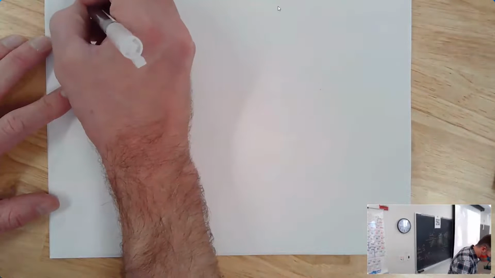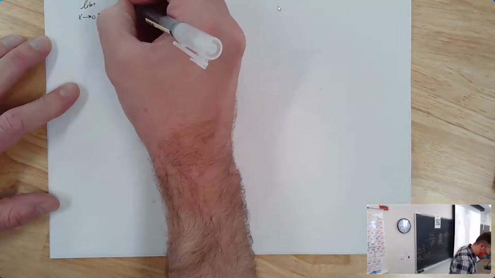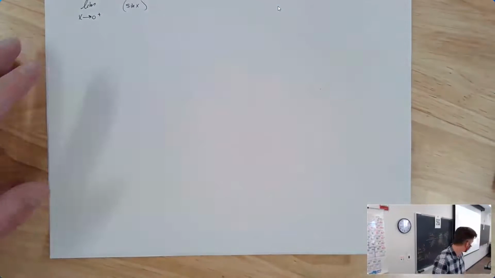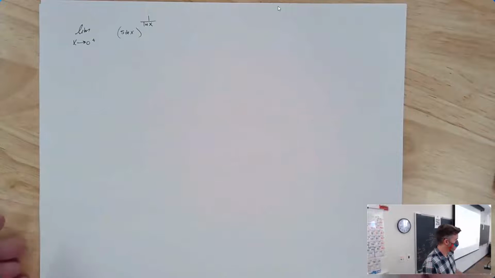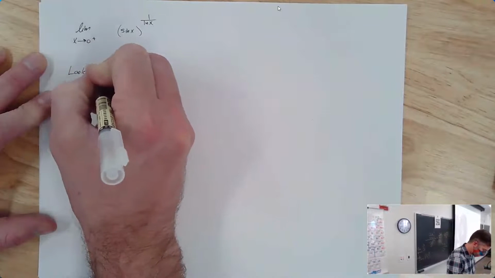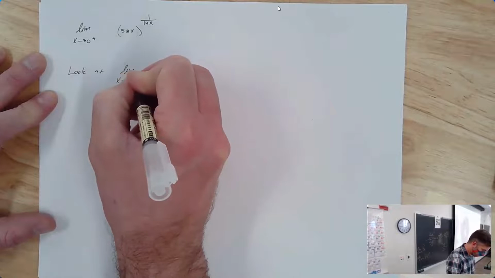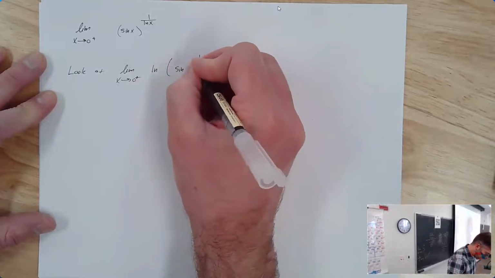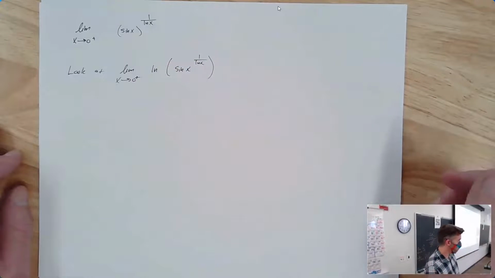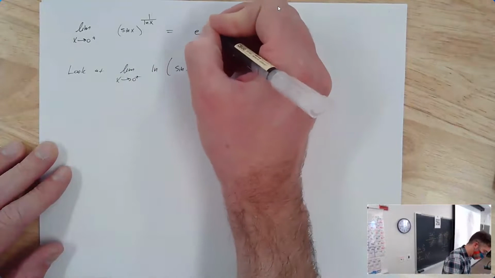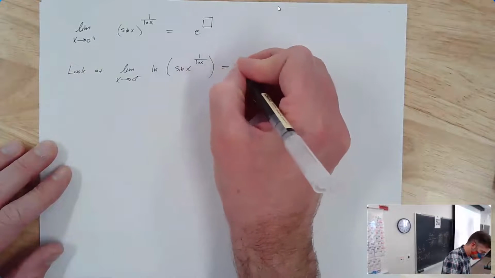But now it's actually the problem I was trying to write down last time, and I didn't write it down correctly. The limit as x goes to 0 from the right of sine of x to the 1 over natural log of x power. Okay, so I'm going to look at the limit as x goes to 0 from the right of the natural log of sine of x to the 1 over natural log of x. And then whatever my answer is, my actual answer is going to be e to the that. So this is going to be e to the something, where this is going to be that something.